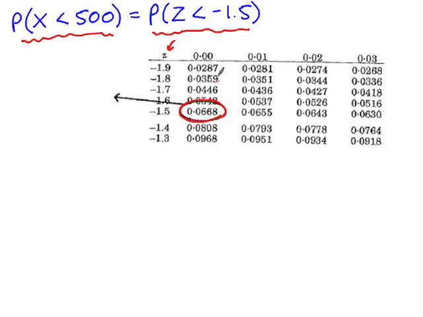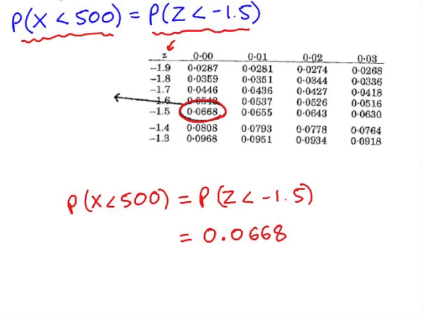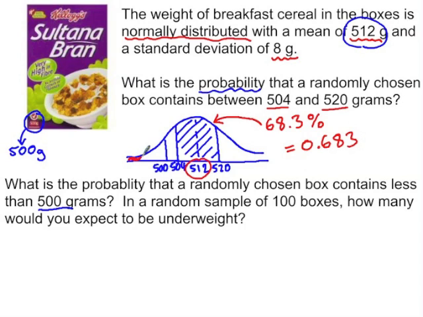The probability that our z-score is less than negative 1.50 is 0.0668. And that's the answer to our question. That's this area here, 0.0668. Now we can answer the final question here.